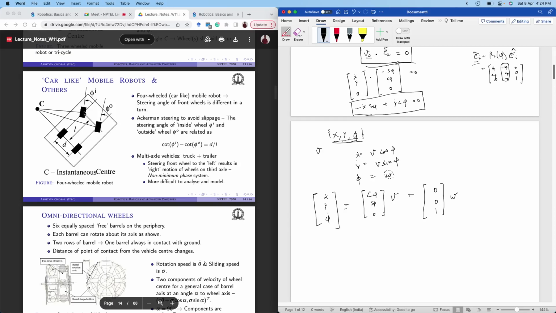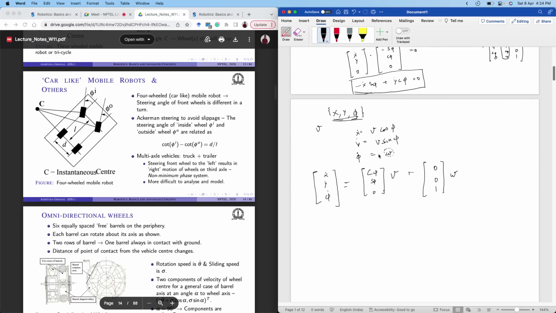Okay, so because of the constraint for wheels, both of them should always be along the tangents of their respective circles. But if the angles are the same for both wheels, the constraint for either one of the wheels will be violated. Because they are two different circles, there have to be two different values, two different tangents. That is what the Ackermann steering does.